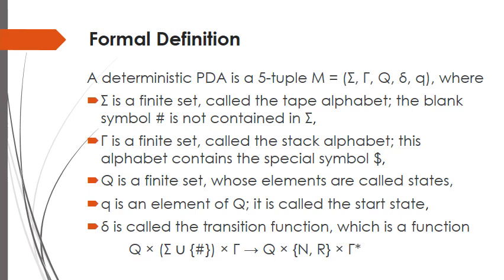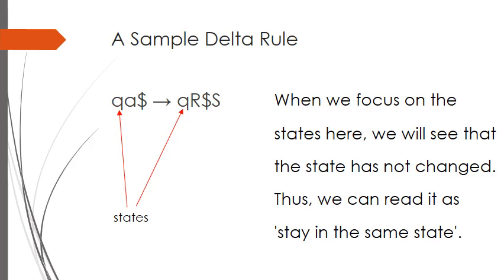Delta is called the transition function, which is a function from capital Q Cartesian product Sigma with the blank symbol Cartesian product Gamma to capital Q Cartesian product N or R Cartesian product Gamma star. For easy understanding, we will first give an example delta rule. When we focus on the states here, we will see that the state has not changed. Thus, we can read it as, stay in the same state.